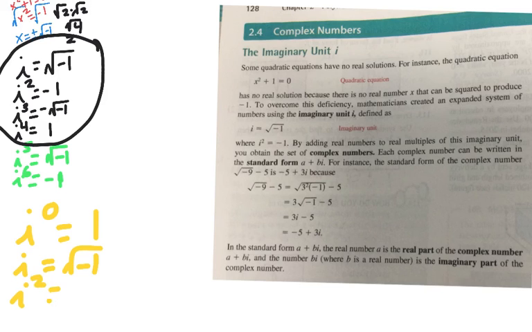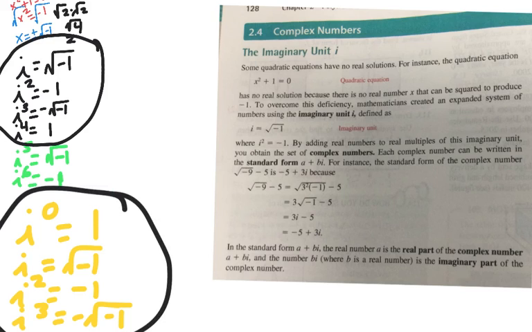i to the second is negative 1. And i to the third is negative square root of negative 1. They both are useful at different times. I probably normally write it this way, but it doesn't really matter. We'll talk more about it when we need it.